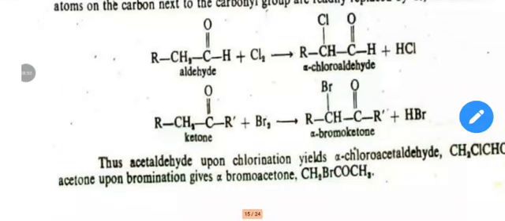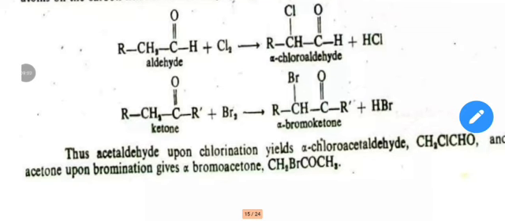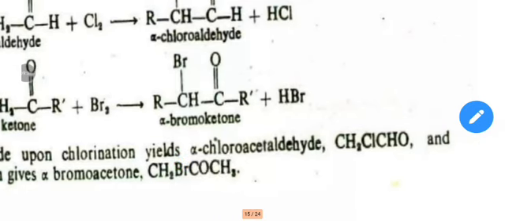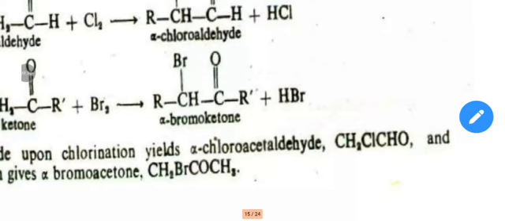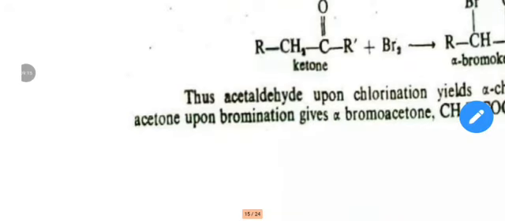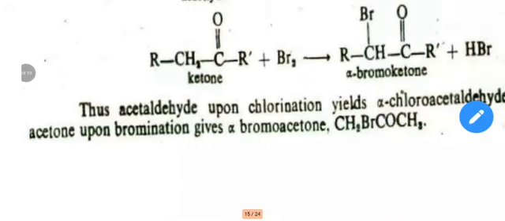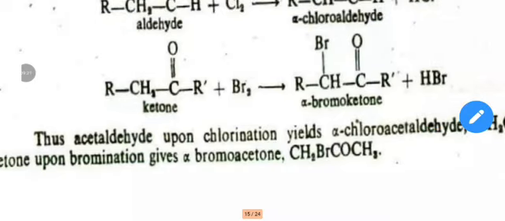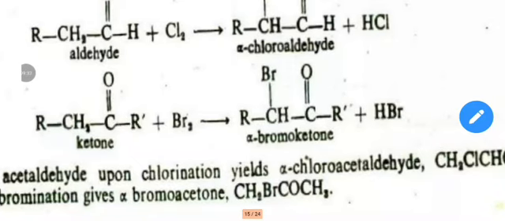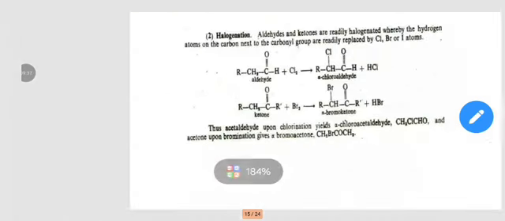Acetaldehyde upon chlorination yields alpha chloroacetaldehyde. Acetone upon bromination gives bromoacetone, CH3COCH2Br. These reactions are halogenation. Aldehyde or ketone is halogenated to form alpha chloroaldehyde, then alpha bromoacetone.